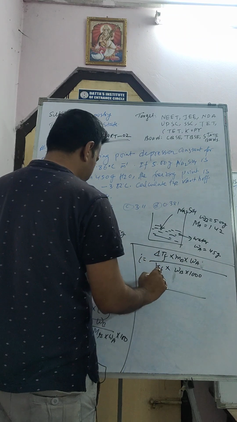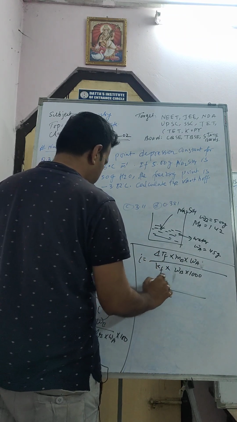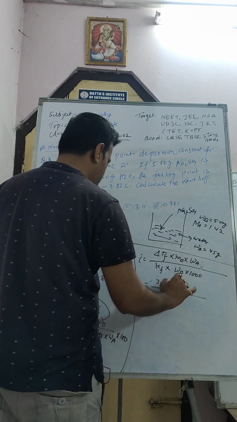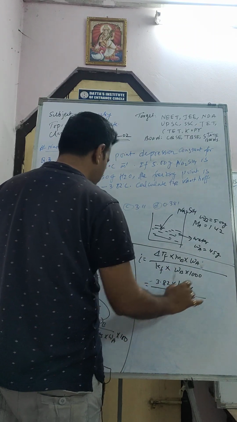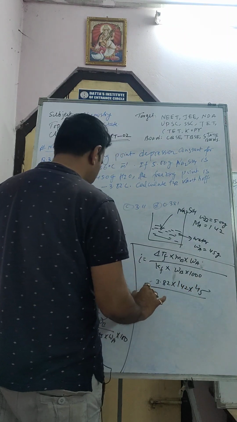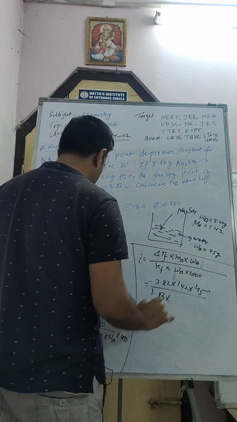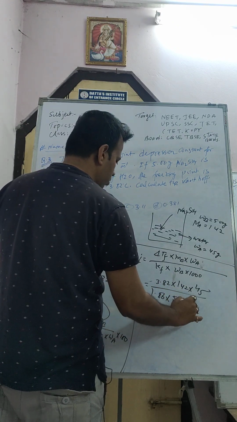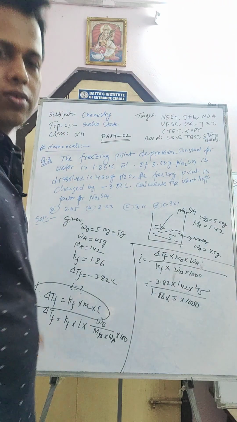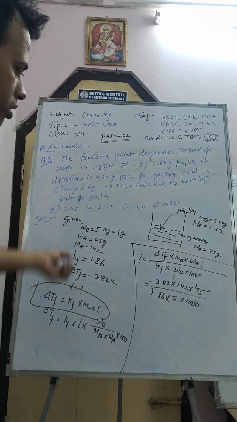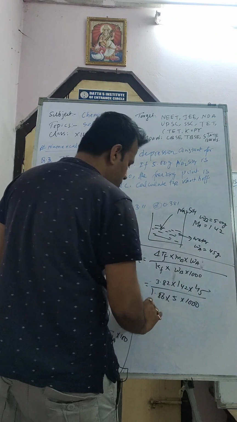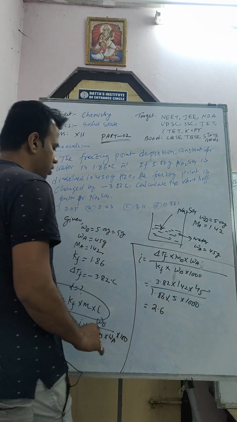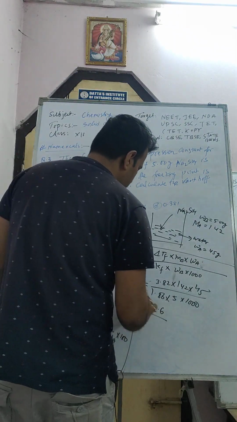Del Tf is 0.382, MB is 142, WA is 45, and Kf is 1.86 into WB is 5, and this one is 1000. Now if I simplify this, it will become almost 2.6 something. So i will be 2.6.